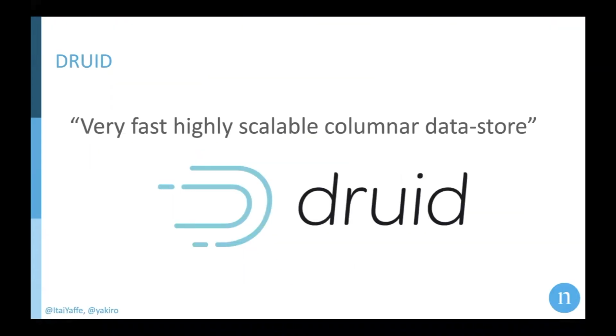So after some research, we found out about Druid. At a high level, Druid is a very fast, highly scalable columnar data store. And now we'll see what it really means.